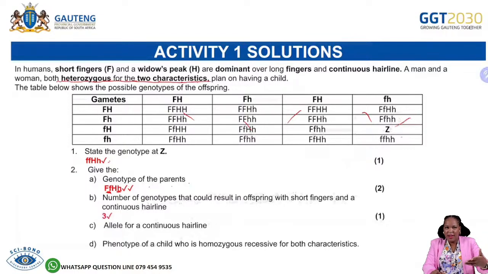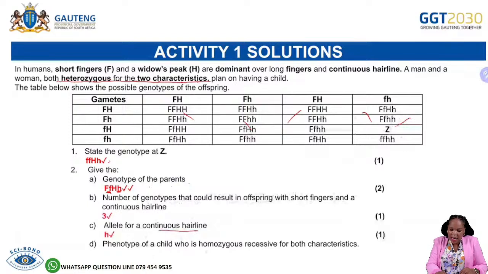Then the allele for a continuous hairline. Continuous hairline, it is recessive. So what allele are we going to use to write for that? We did say small letter h. We identified this in the stem of the question before we even went to the questions. So you see it's why it's important to understand the question and analyze the stem before you even attempt to answer the questions, because then it will be easy for you to just write that information. You've established long ago that continuous hairline will be recessive, therefore recessive will be small letter h.